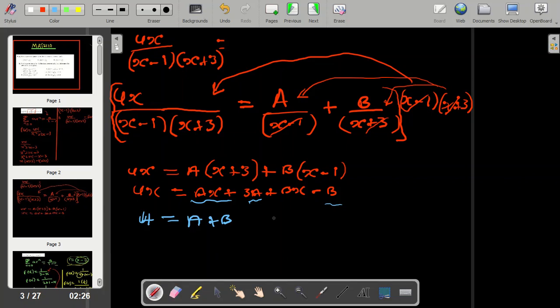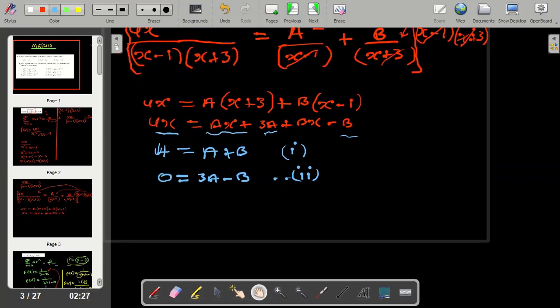So this will be our equation 1. Then we can see this side that we don't have any constant term on the left that doesn't have the x or anything attached to it. So that means that our constant variables on the right should be equal to 0, because on the left we don't have any constant variables. So we are going to have 0 is equal to 3a minus b. So this would be our equation 2 here.